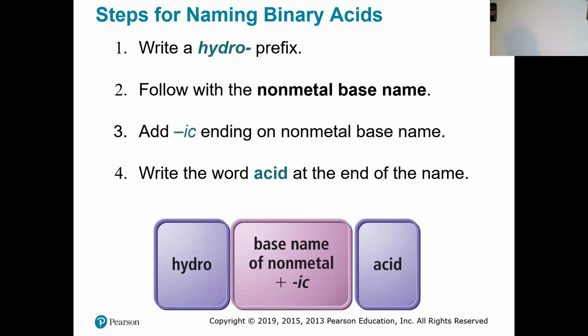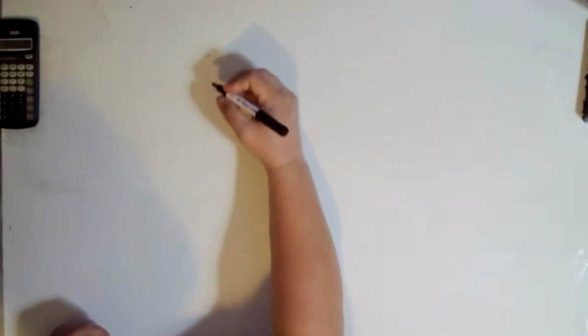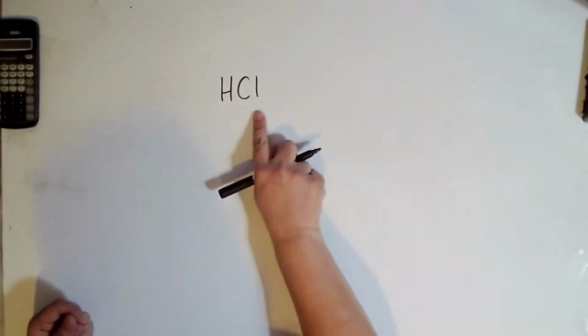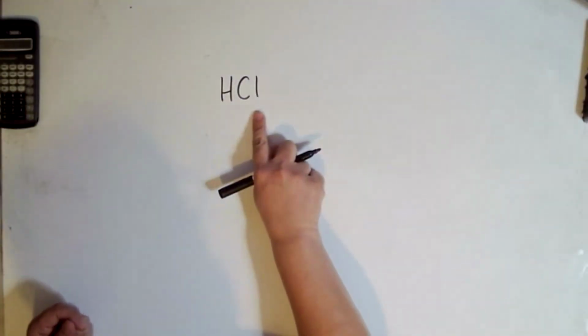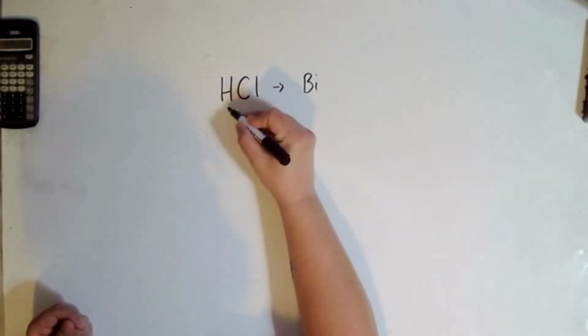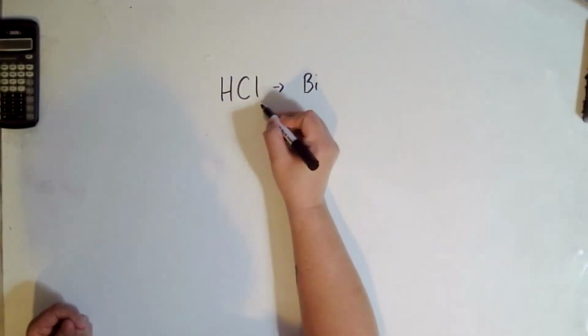So for example, and I'm sure we're going to have an example shortly, but just so that you could see what I'm talking about here. We said that HCl was an Arrhenius acid. When you look at HCl, you know that it's a binary acid because there's a hydrogen in the front and there's no oxygen that follows it.